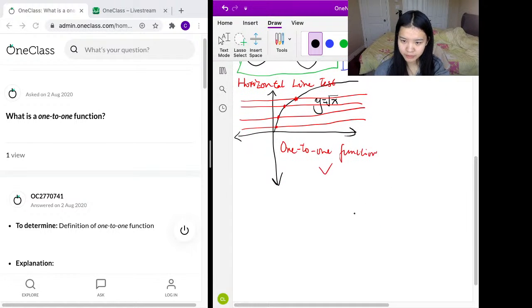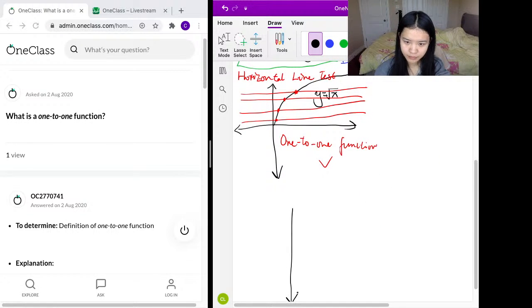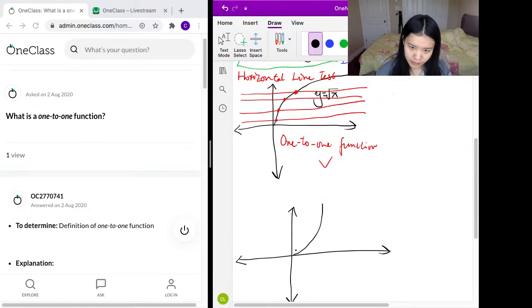And next, let's look at the graph of y equals x squared. And this is just the graph of y equals x squared. It goes like this. Y equals x squared.